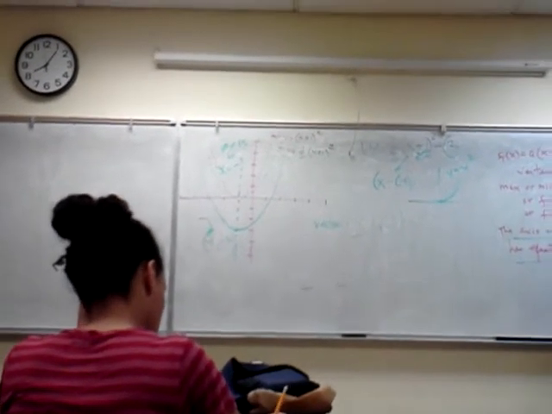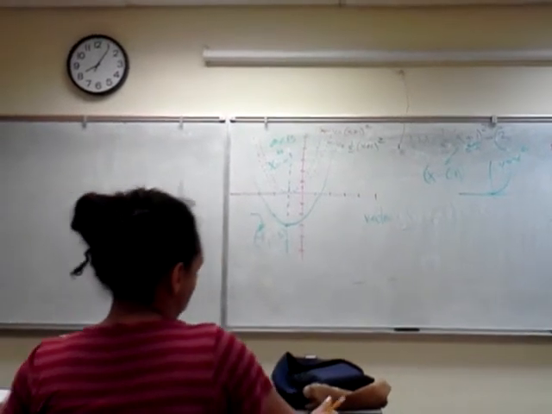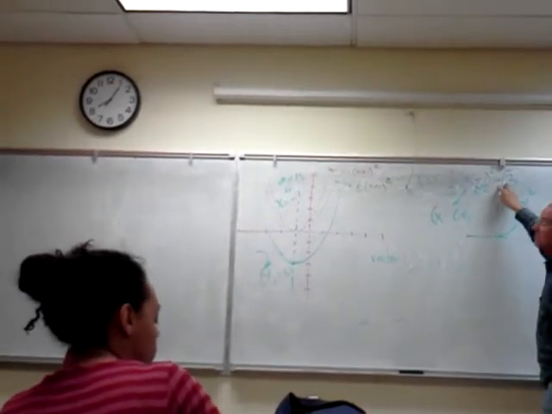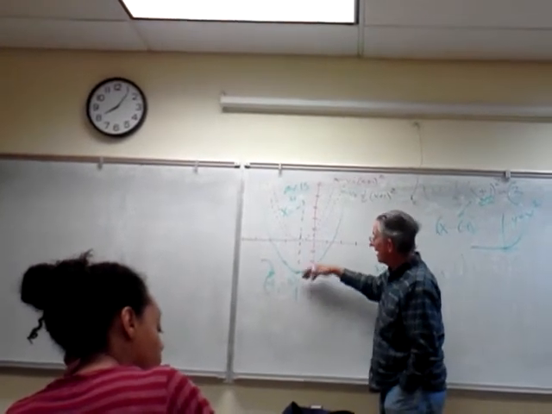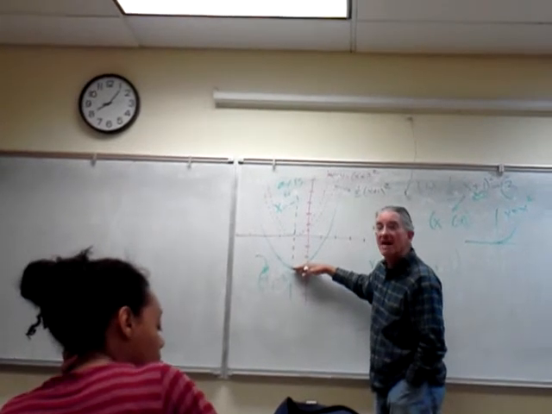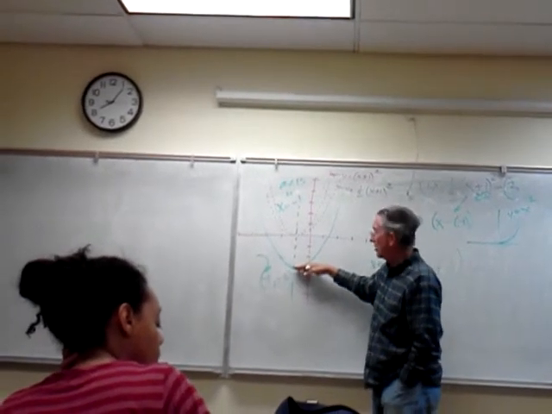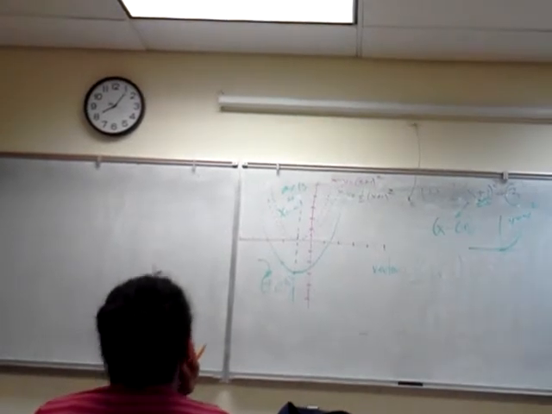And the max or minimum is always k. In this case, minus 3. The min in this case is minus 3, right? It goes down to negative 3. That's the lowest point. The minimum value. The minimum value is always going to be k.